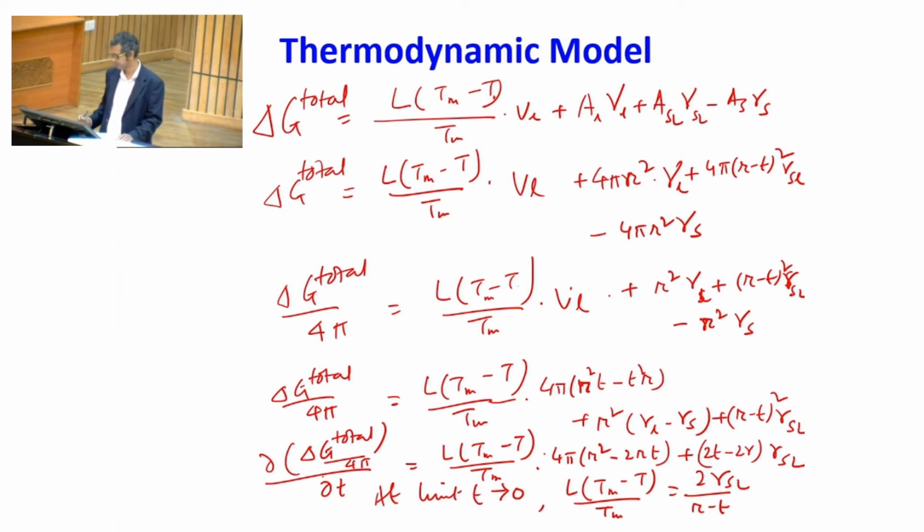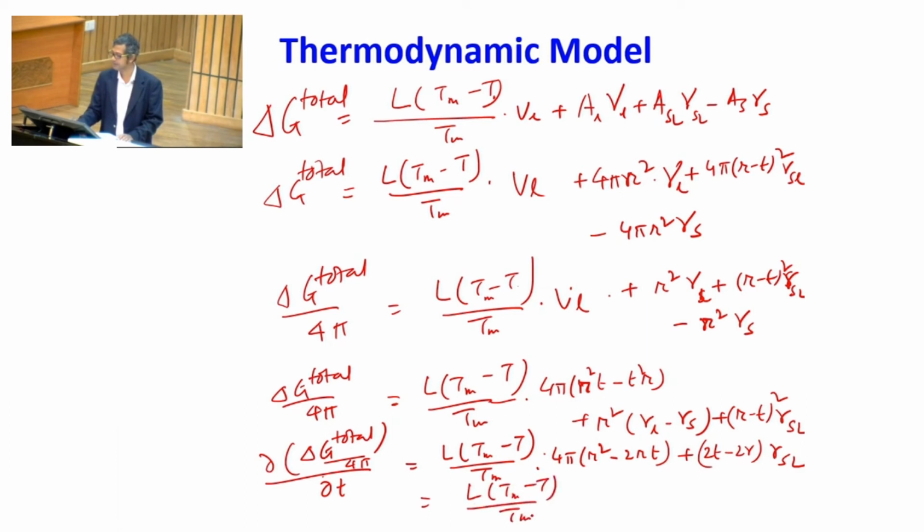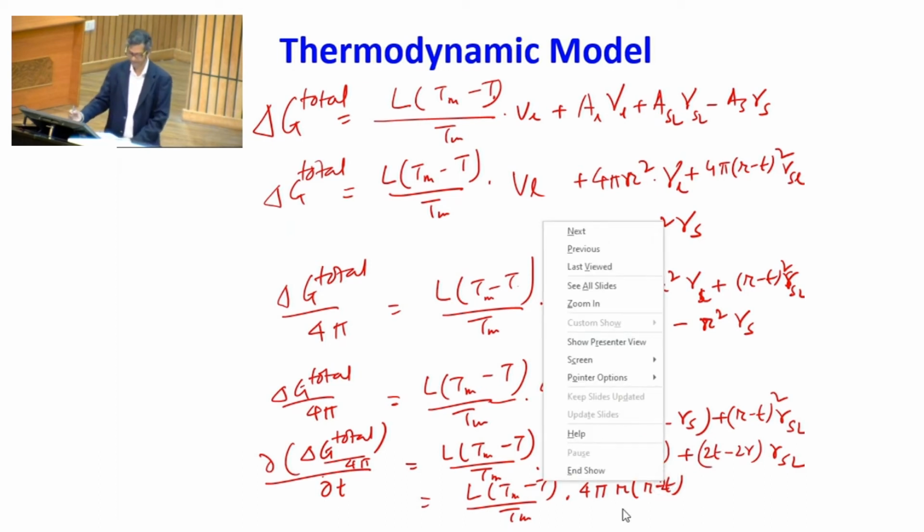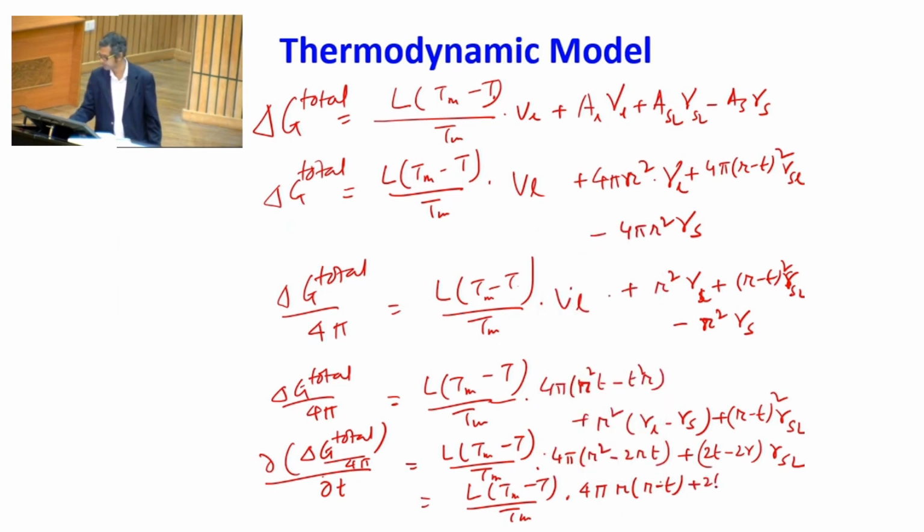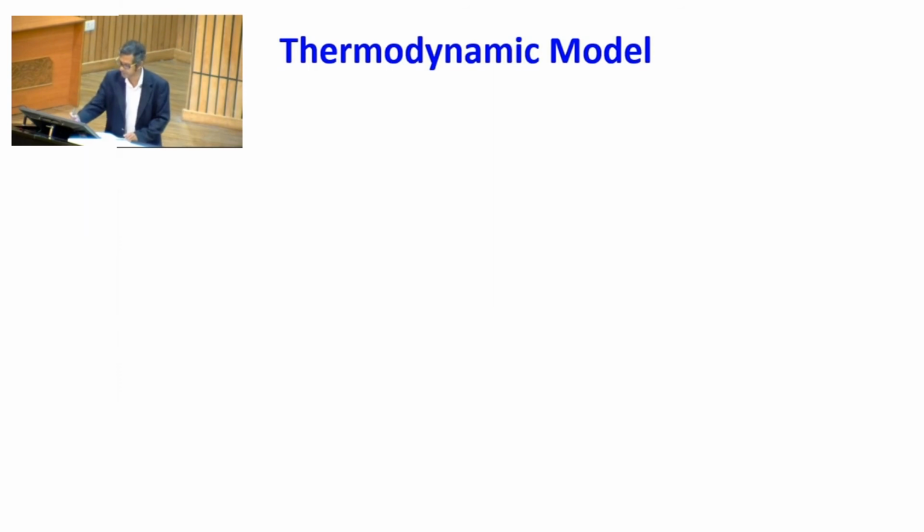Okay, let me do it before I derive it. So let me erase this. You guys may be thinking this is bad, so let us do that. So what you can do is write this expression in a nice manner. L (Tm minus T) by Tm, okay. So this is 4 pi r common, (r minus 2t), plus 2 minus 2 (r minus t) gamma SL, right. So this is the actual expression. Once you do this analysis properly, that means once you assume delta G by del t goes to 0 as t tends to 0, okay, t tends to 0, not infinity, t tends to 0.